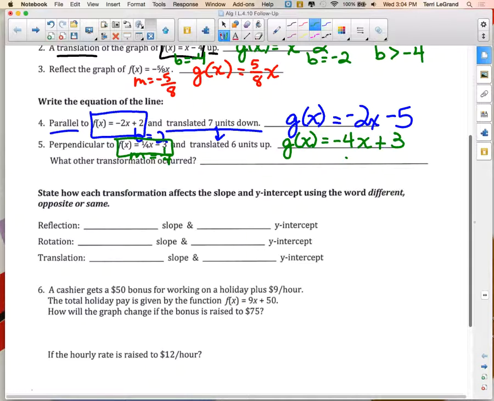Okay, and then the plus 3, where did that come from? B equals what in this one? Negative 3. Negative 3 has to go 6 units up, so we end up at positive 3, don't we?